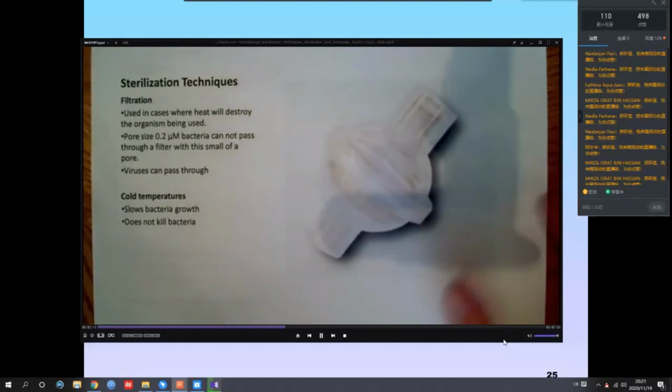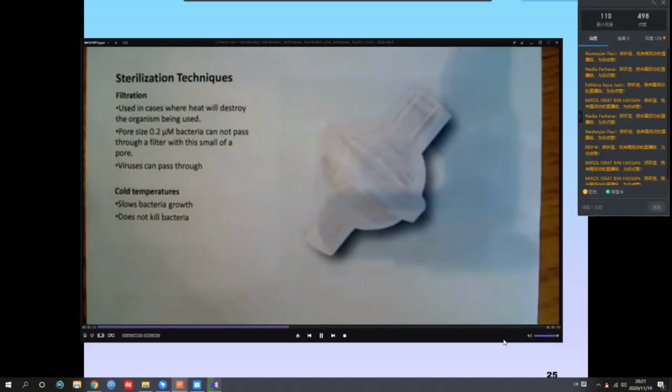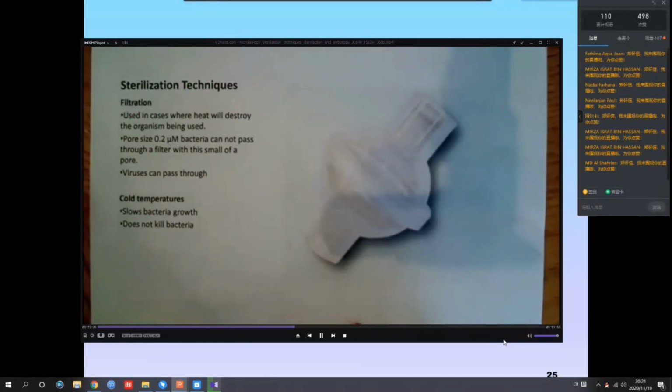So a few more sterilization techniques. Now this is probably one of the more interesting and useful ones I actually have pictured here, and you might not know what it is, but essentially it's a filter. What happens here is filtration. It's used in cases where heat will destroy the organism being used. So if you're working with a heat-sensitive bacteria, you're not going to want to use an autoclave. You're not going to want to use other kinds of heat or radiation. You might want to just use something where you can simply filter it through.